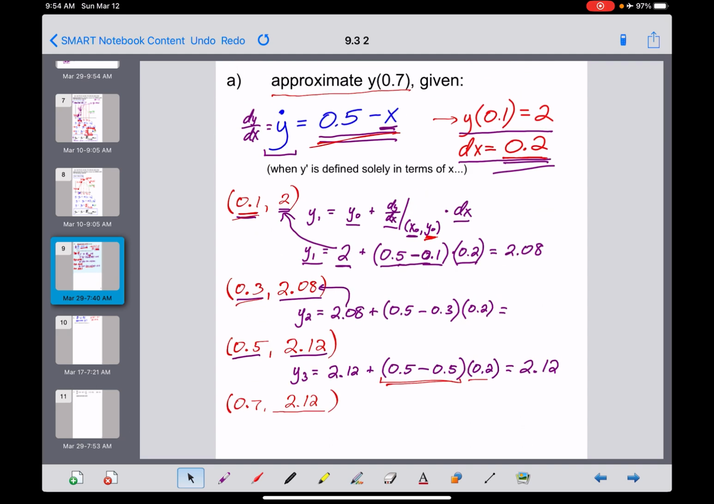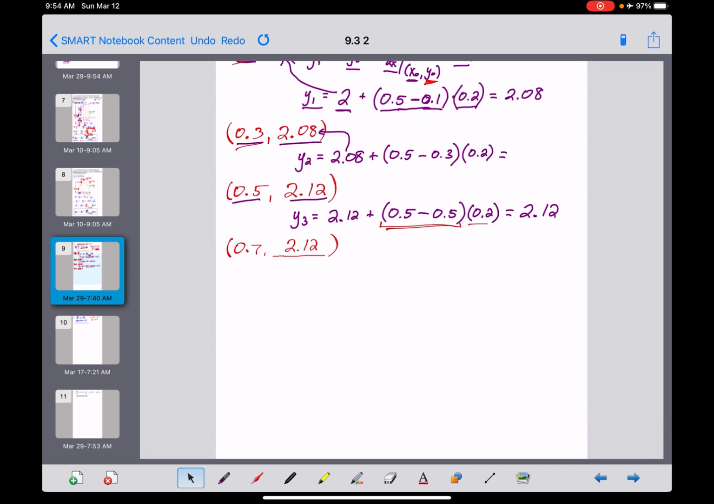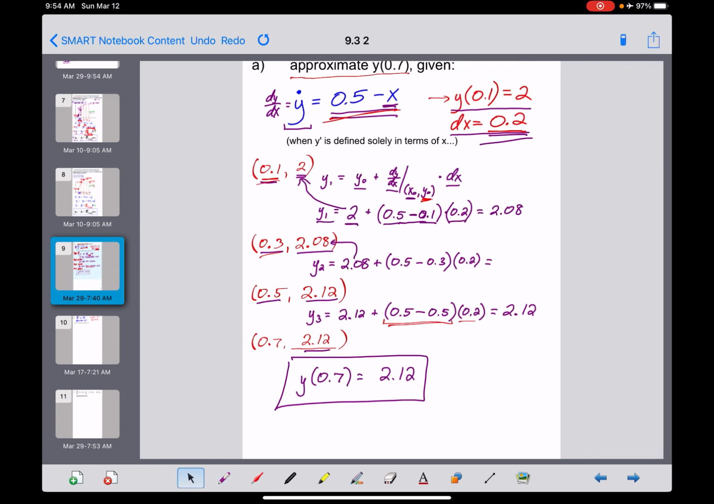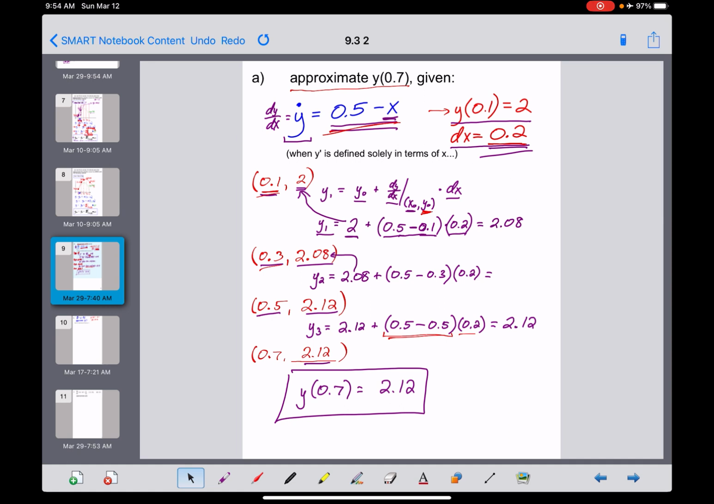Let me say it the way they wanted, to approximate y of 0.7. So here's my answer: y of 0.7 is going to equal 2.12. That's the answer that I got from right there. And that, everybody, is our first approximation of a solution curve we came up with using Euler's method.